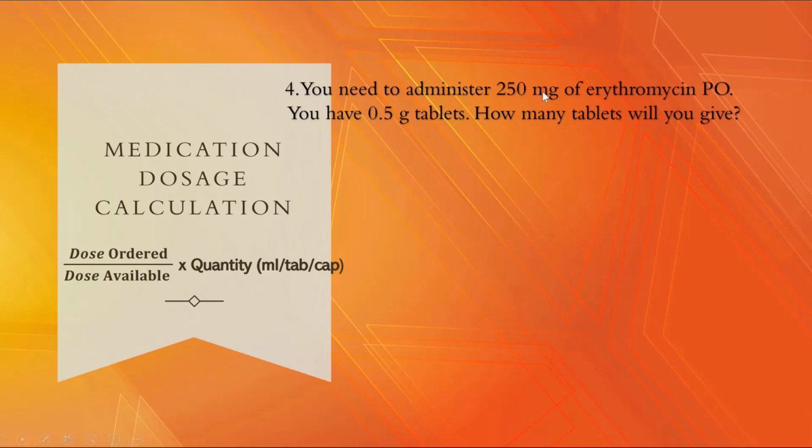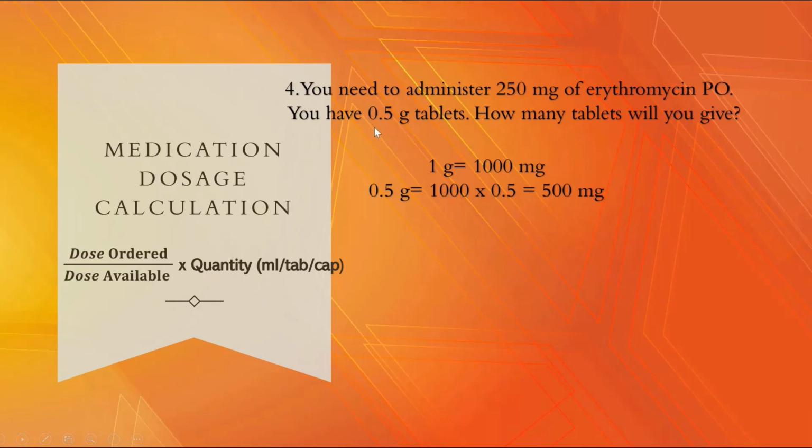So here you can see the dose ordered and dose available are in different units. So you have to convert. Let's convert this gram into milligram. From the units of measurement, you know 1 gram is 1000 milligram. So 0.5 gram is 1000 into 0.5, that is 500 milligrams. So the dose available is 500 milligrams.